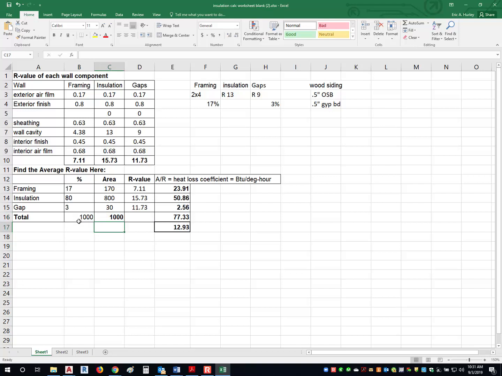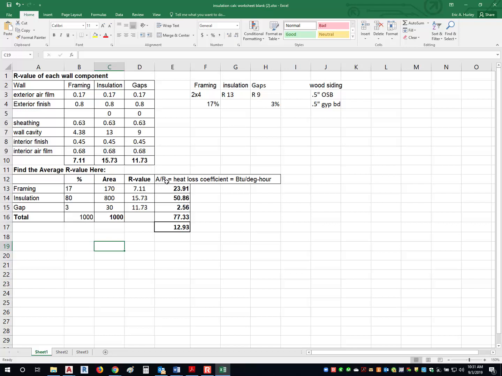Okay, so I got 1,000 feet that I put in there. So I took 1,000 and I multiplied it by 0.17, equals 1,000 times 0.17. Bam. So we have 170. So all that calculation is done for you. 80% of this wall is going to be 800. 3% of this wall is going to be 30.